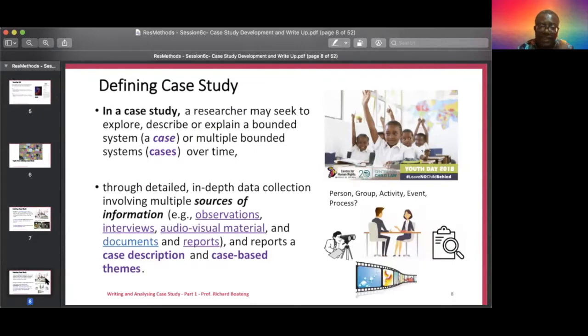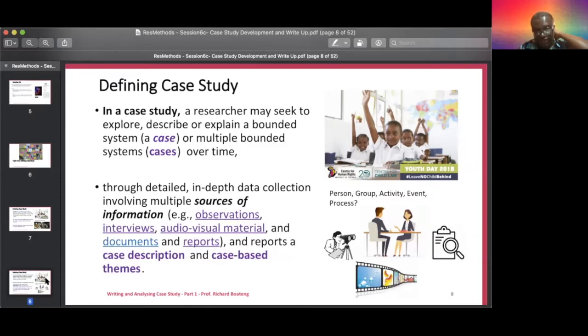Now, in case study research, a researcher may seek to explore, describe, or explain a bounded system or multiple bounded systems over time. So that's what a researcher does. In case study research, the researchers try to study that bounded system, or explore it, or describe it, or explain what is occurring in it. Or the multiple bounded systems, that's multiple cases.